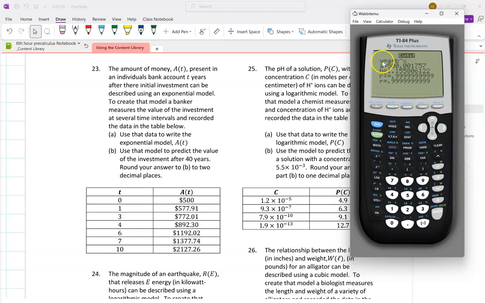So here for my answer to part A, I would write Y equals 500.001 and so on, times 1.1558 and so on, to the X, right? I can see from my coefficient of determination, good golly, that's pretty good, right? That's just short of perfect. That looks spectacular.